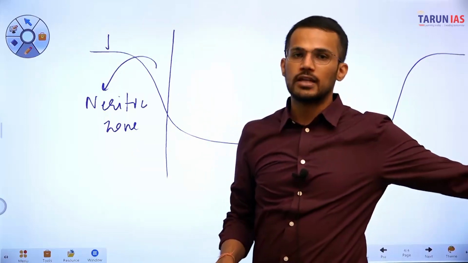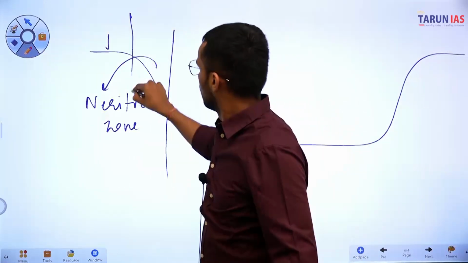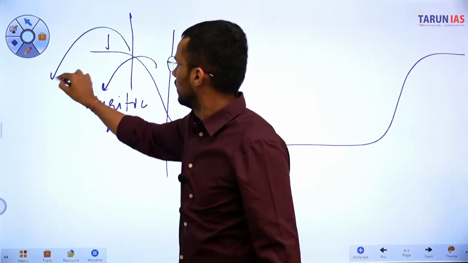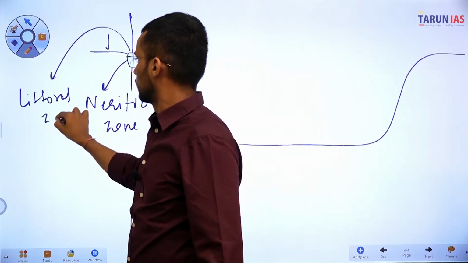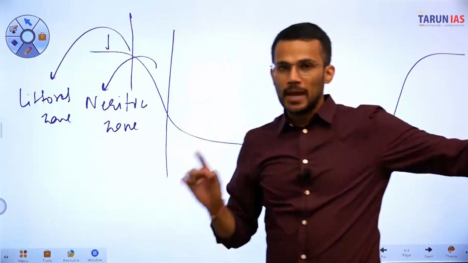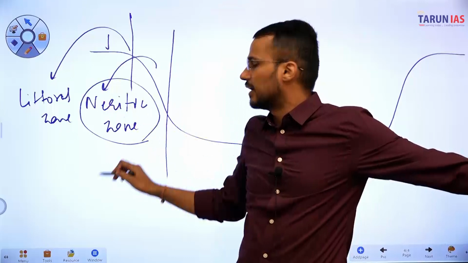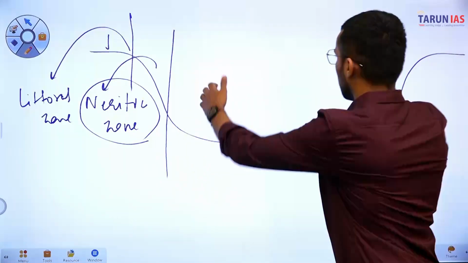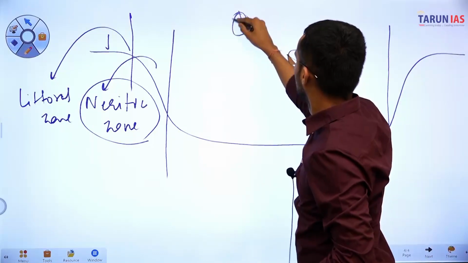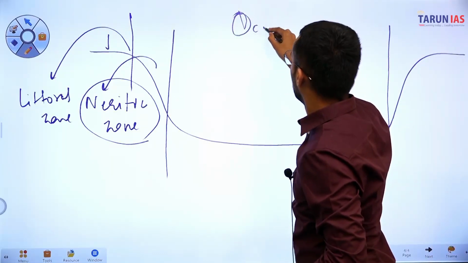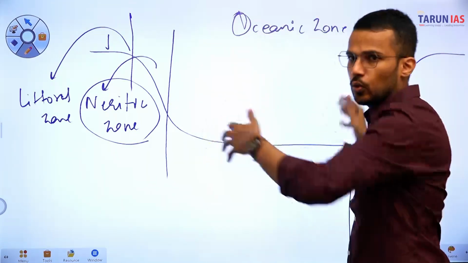This zone is known as the neritic zone of the ocean. And this zone is known as the littoral zone of the ocean. Fine. So maximum productivity in the ocean will be associated with the neritic zone. And this part of the ocean, that means the oceanic zone, which is nothing but the open ocean.